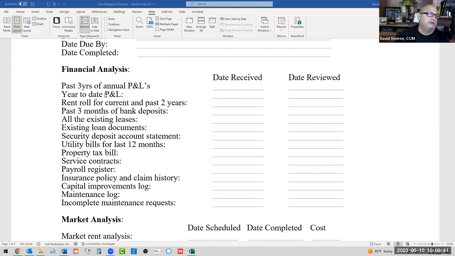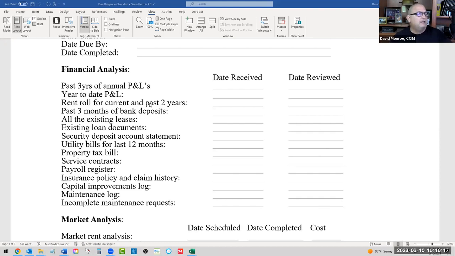You also want a year-to-date P&L. Now, if you've got a T12, then that will cover the year-to-date P&L, but it will not cover the last 3 years. So it'll either be year-to-date or it could be T12. When I created this, we really didn't have T12s that were readily available in the marketplace at the time. This is 2014, 2015 when I created this.